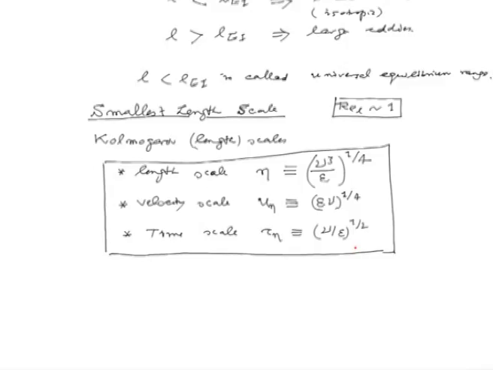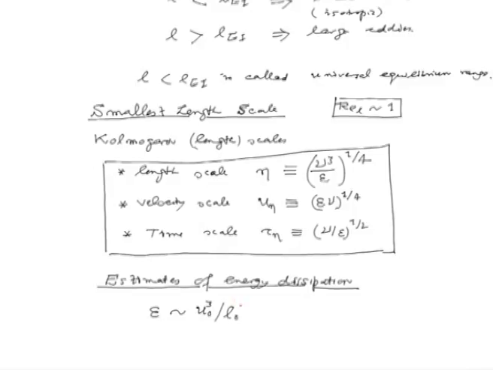Now, before proceeding further, let us have a look at a few more things: some more estimates of the energy dissipation. This epsilon is estimated to be of the order of u0 cubed divided by L0, where of course u0 and L0 represent our large eddies.